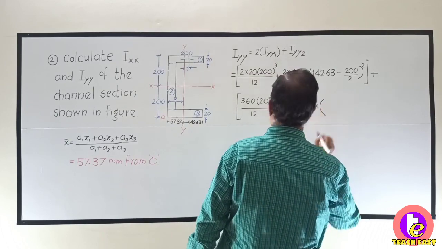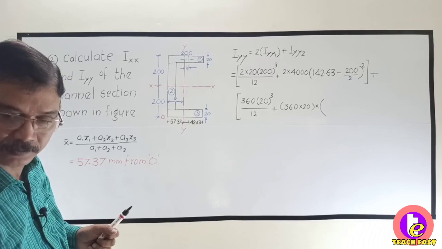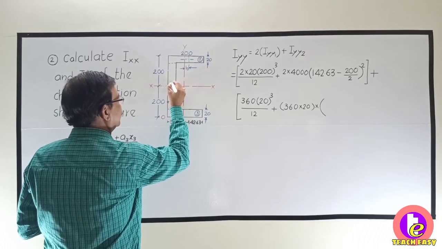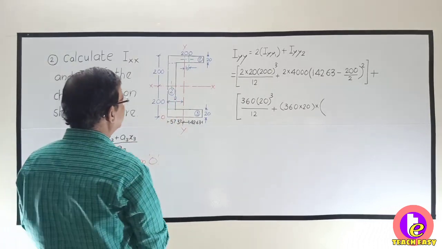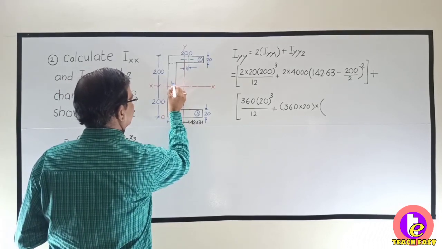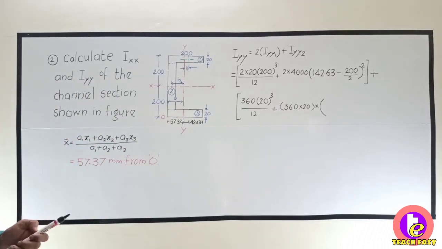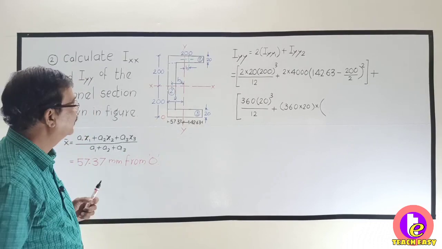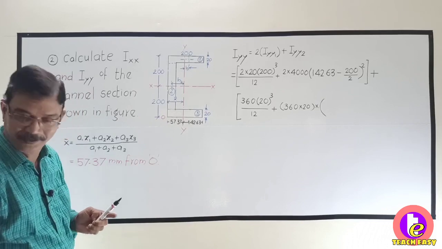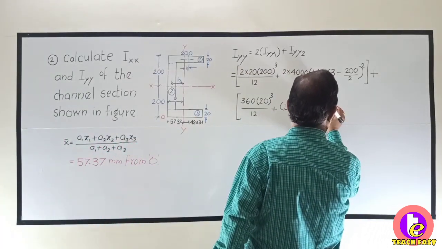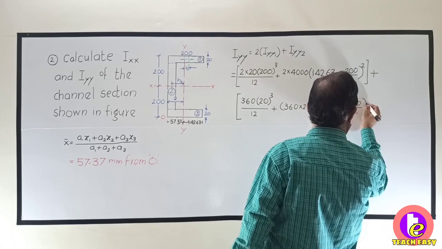So look here, what is h? H is distance of centroid of this second part from the centroid of the complete section. So this is y axis, and we have to shift this I from this to this axis. So this will be the value of H2. So what will be the value of H2? Can you tell me? May I say that H2 will be this distance minus this distance. What is this distance? 57.36. What is this distance? 20 by 2. So what H can I write? 57.37 minus 20 by 2, bracket square.